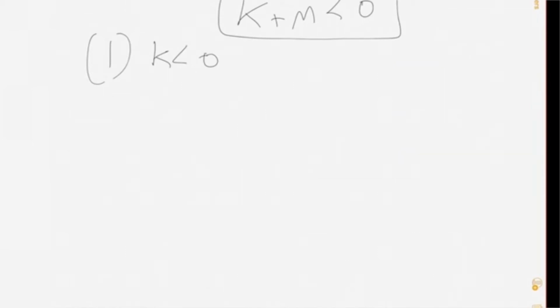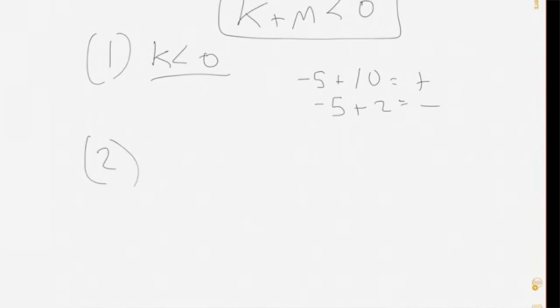So going back to number 1, we have K is less than 0. So that means K is a negative number. If K is a negative number, like let's say negative 5, we don't know what M is. M could be positive 10, which makes negative 5 plus positive 10 a positive number, or M could be positive 2. Negative 5 plus positive 2 is a negative number. So if all we know is K is less than 0, then we cannot know for sure that K plus M is less than 0.